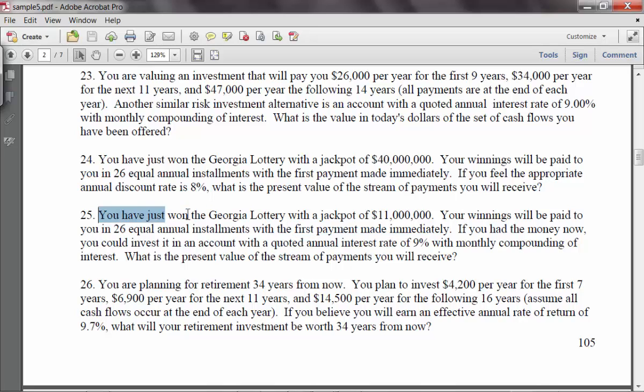Be very careful. You get your 26 payments every year, annually, right? It says here, if you had the money now, if you had all of your 11 million right now, you could invest it in an account with a quoted annual interest rate of 9%, but that account would have monthly compounding. So what's the effective annual interest rate on that alternative account? That's the interest rate we want to use when evaluating this present value of an annuity due right here.